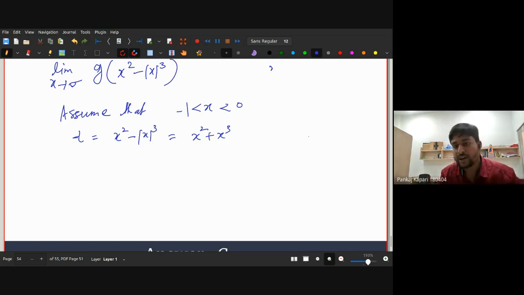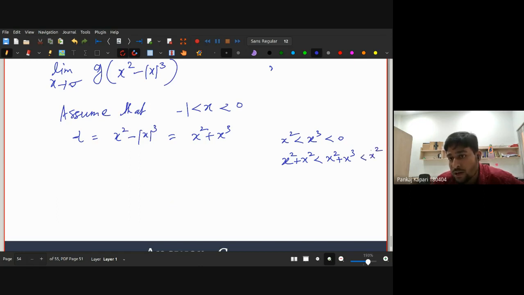Okay, so let's see what happens when x lies between minus 1 and 0. So x cube will be bigger than x square, right? So this inequality will hold. And what about the sign? If you add x square on both sides, let's say you are adding x square, then x square plus x square is less than x square plus x cube, and that is less than x square.